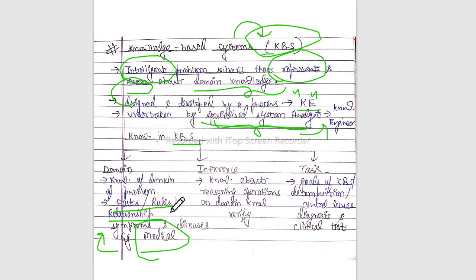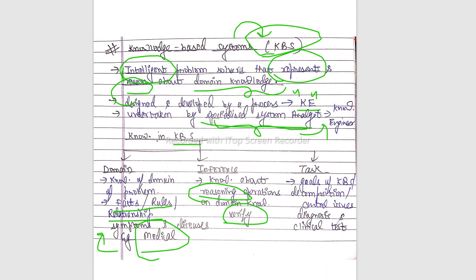Now the second type is inference knowledge. In inference knowledge, you are not just having the knowledge about the facts and rules, but you are also able to reason that. This word is very important: reasoning. So you are able to reason things, right? That means you are able to verify that if this particular thing is there, then it is because of this particular reason.